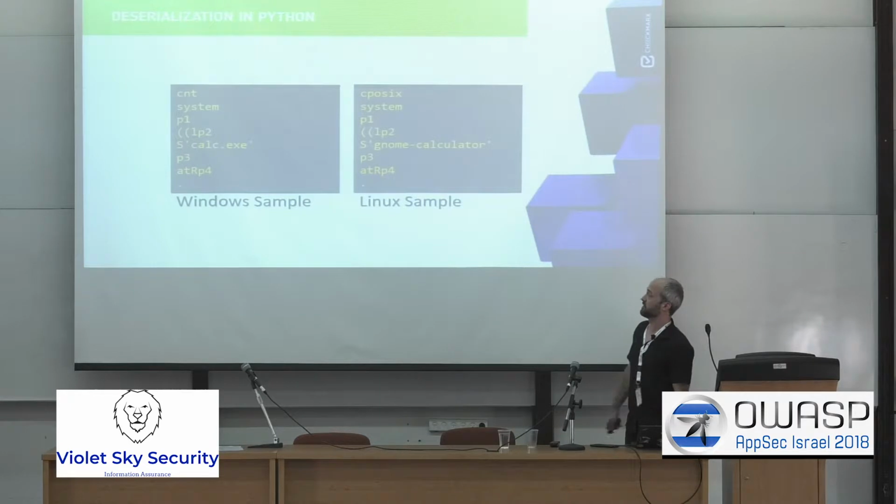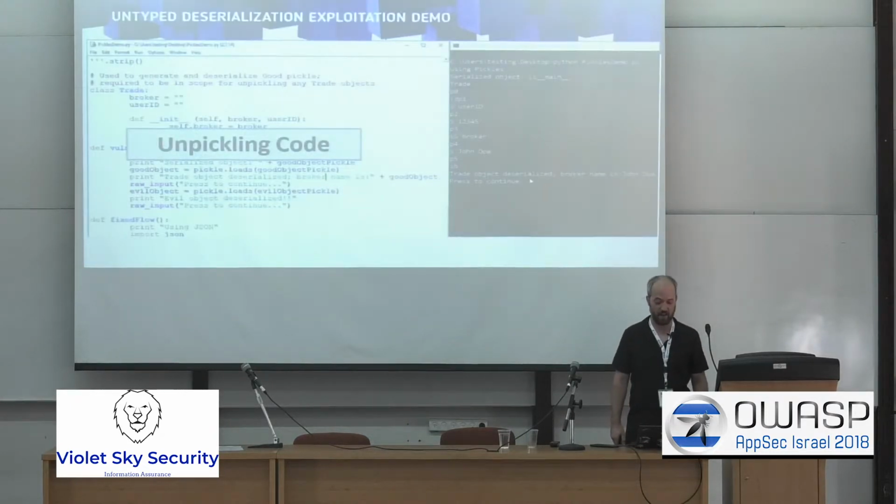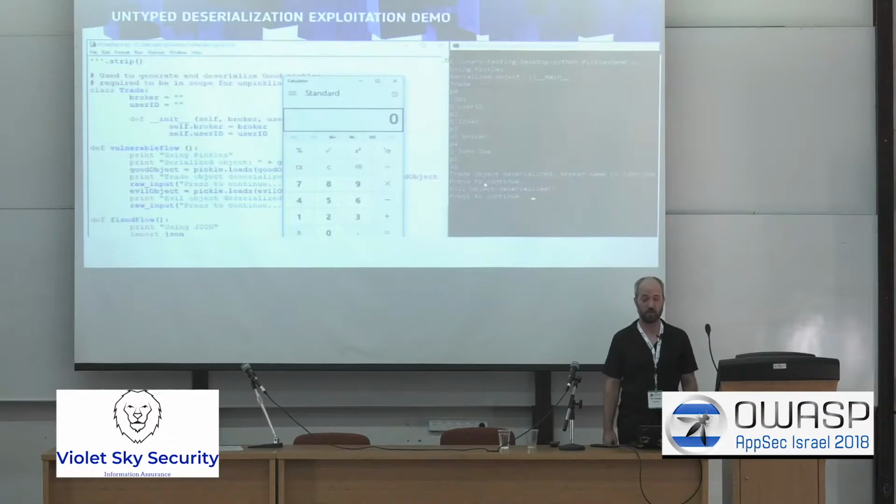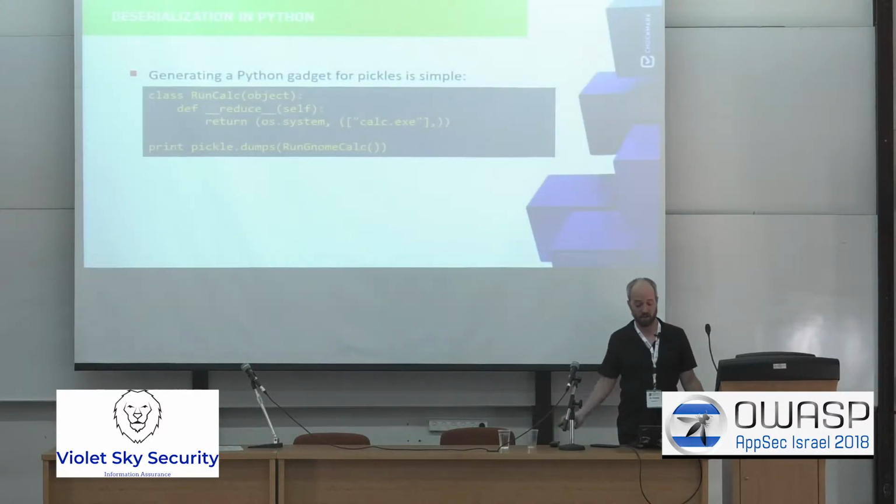So let's consider these Windows and Linux samples. Again, we have this unpickling code right here. Press enter to pickle.loads one of the objects from before, and boom, calc. So why is it so simple in Python?